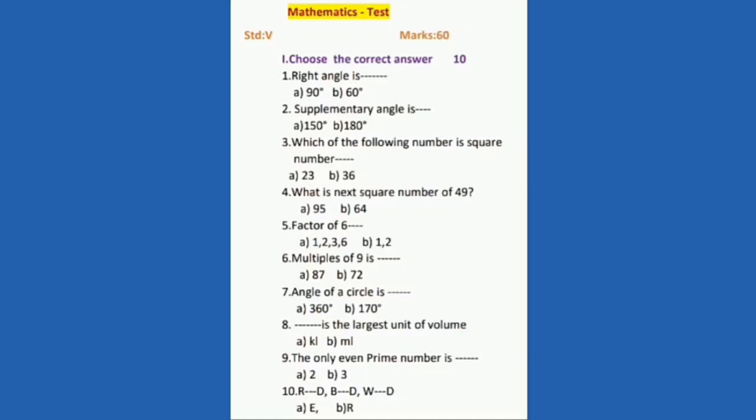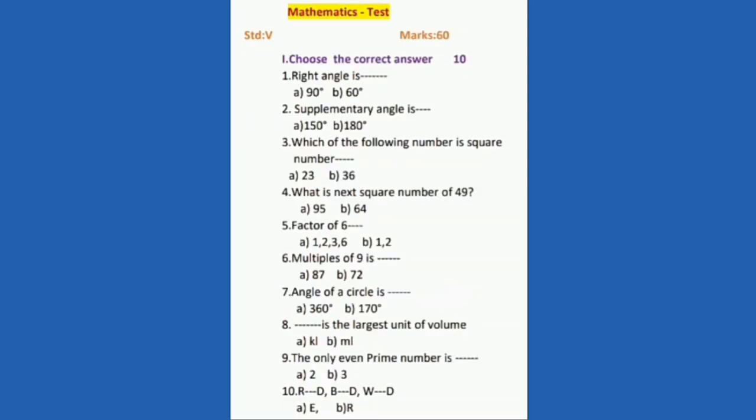Next, factor of 6. Factor of 6 means it comes in which table? 1 table, 2 table, and then 3 table and 6 table. So the first option, A, is the answer. Next, multiple of 9. Multiple of 9 is in the 9 table, it comes in 87 or 72. So 72, how many times? 8 nines are 72. Next, the angle of a full circle is 360 degrees.